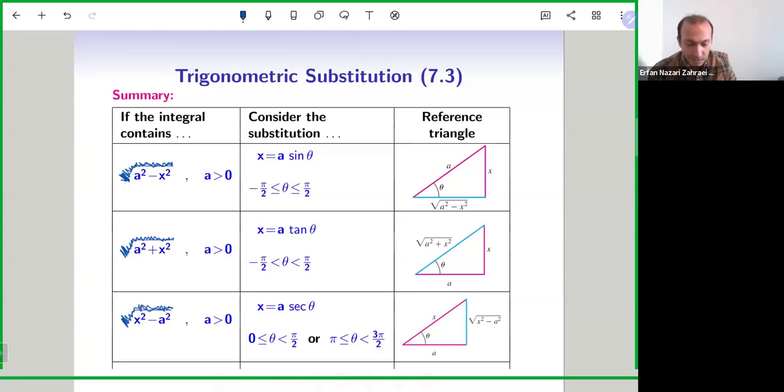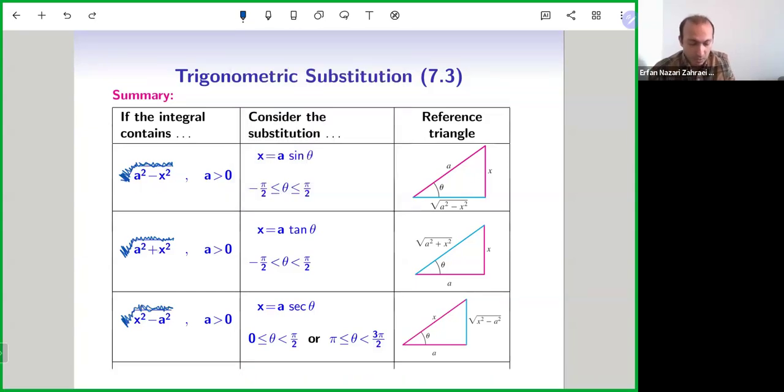When you see terms like a squared minus x squared, or a squared plus x squared, or x squared minus a squared, you use this table. Similar to section 7.2, where I gave you the rules and said you can memorize them if you like, I also mention the reasoning, so if you forget the rules, you can find them. The idea here is the same.